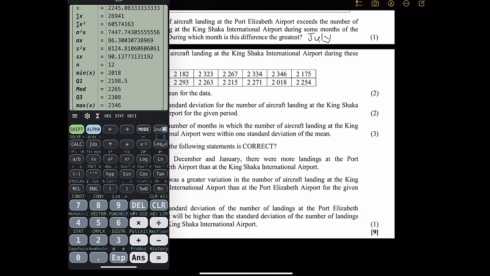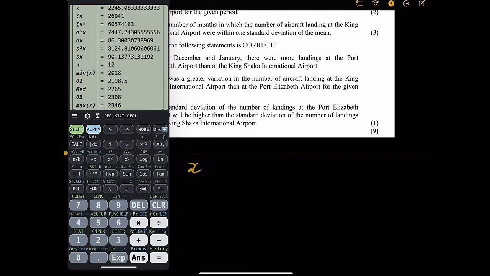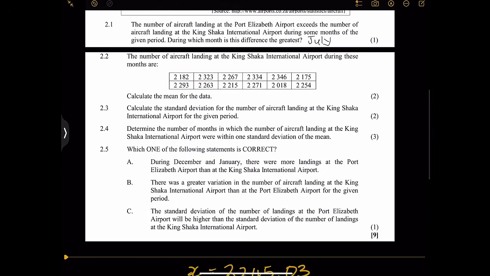Let me just write it down. I've got a mean value of 2245.03. In your case, you're going to say shift stat, and then you'll choose standard deviation, and you'll choose mean. My standard deviation is 86.3. So that's my mean, and that is my standard deviation. All right, so that would be my answer for this one.